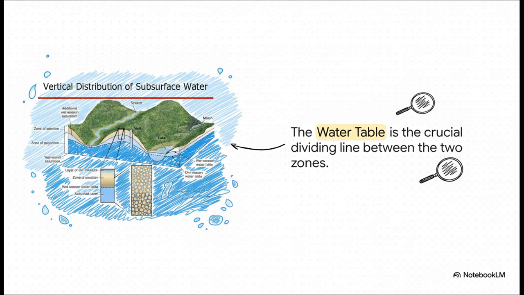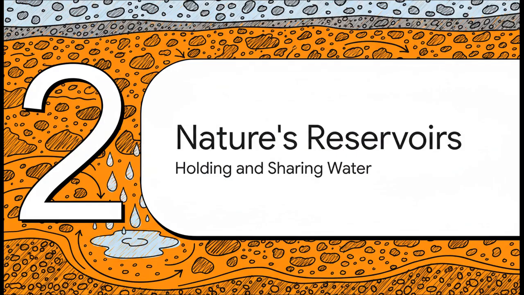And this diagram shows that dividing line perfectly. It has a name you've probably heard before, the water table. You can see it right there. It's that critical boundary where the ground goes from just being kind of damp to being completely waterlogged. That line is basically the surface of the entire groundwater system. All right, so our water droplet made it past the water table. It's now in the saturated zone.